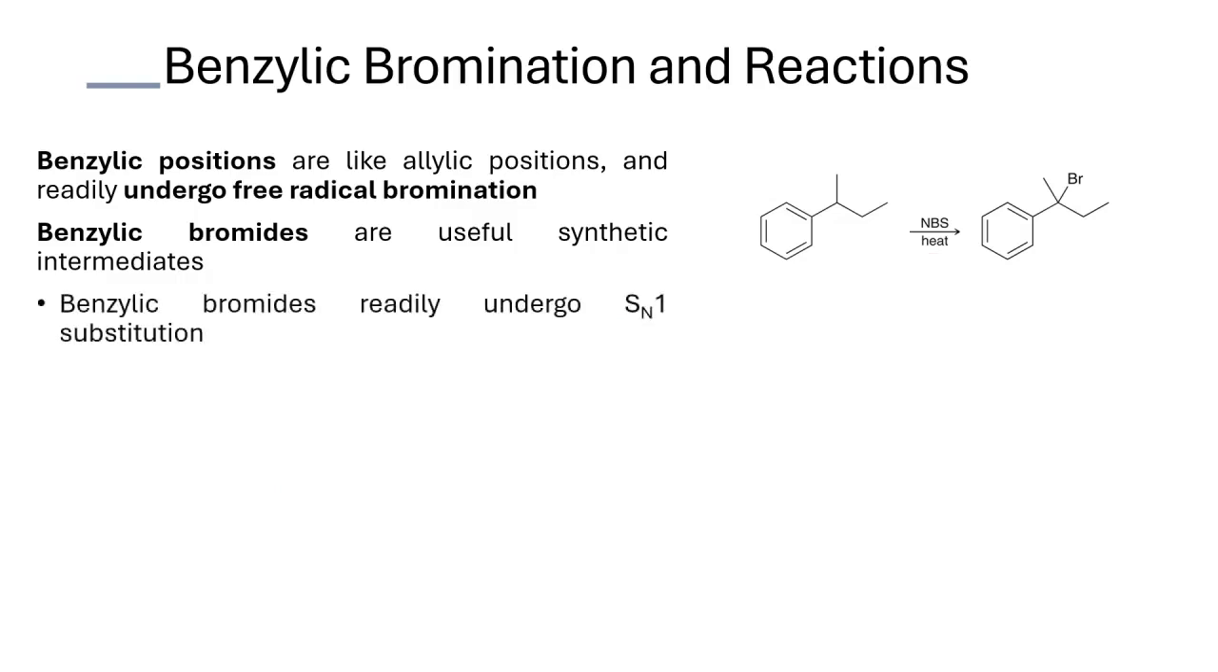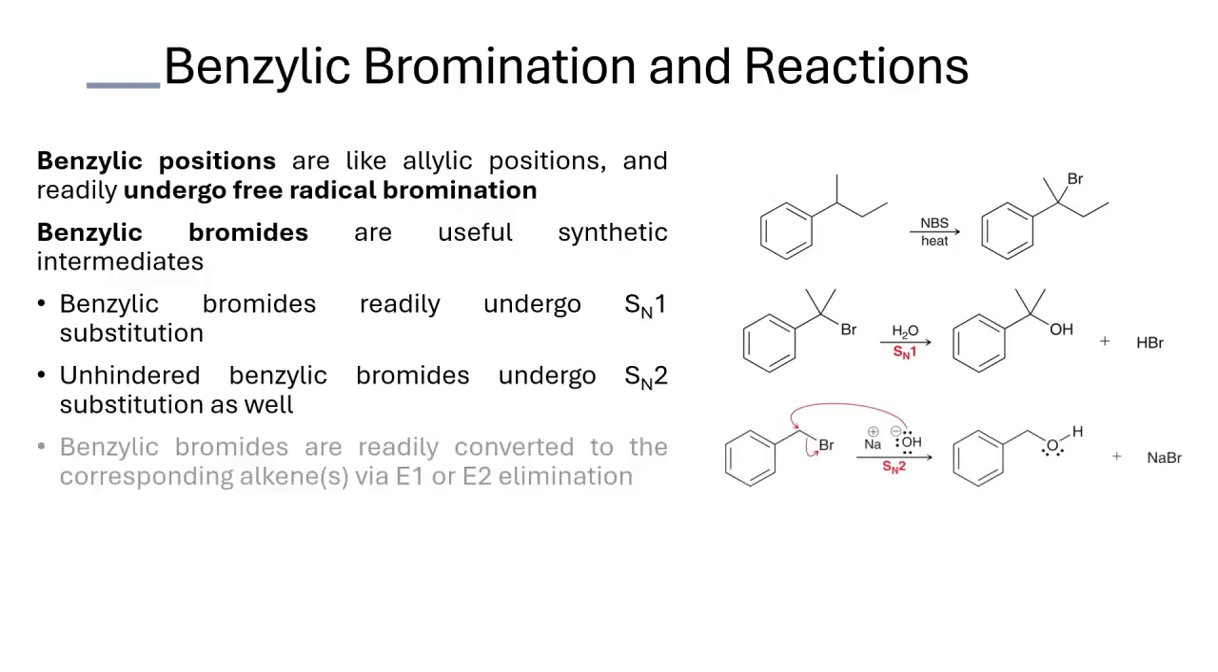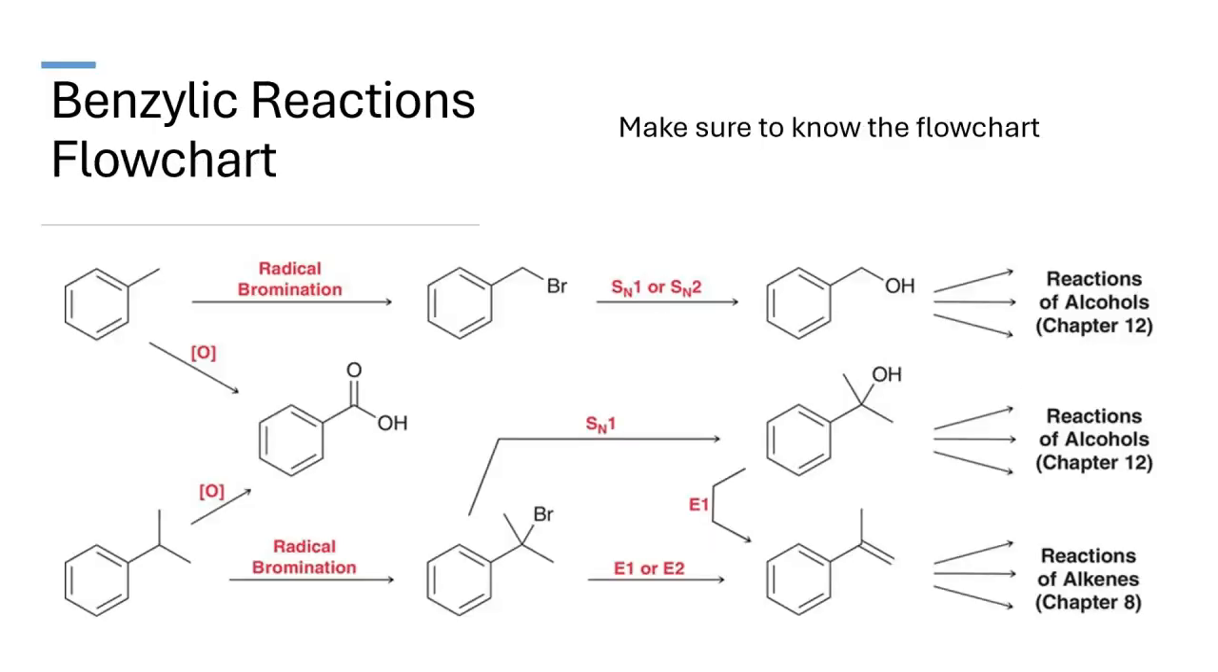Benzylic bromides readily undergo SN1 substitution. Unhindered benzylic bromides undergo SN2 substitution as well. Benzylic bromides are readily converted to the corresponding alkenes via E1 or E2 elimination reactions. Benzylic reactions flowchart. Make sure to know the flowchart.